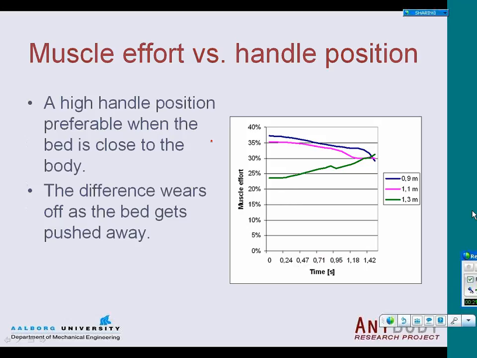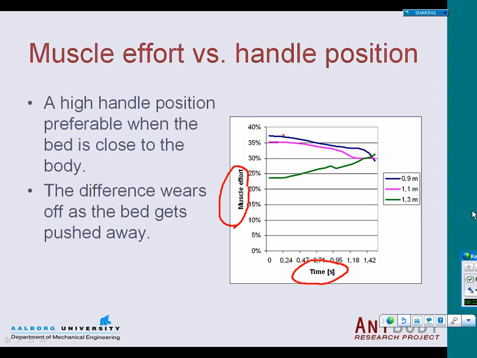Those are the muscle efforts in percent of maximum voluntary contraction of any muscle in the body. So this is the envelopes of all the muscle activities. And you can see that the lowest envelope is when we have the high location of the handle, and the highest envelope is when we have the low location of the handle.